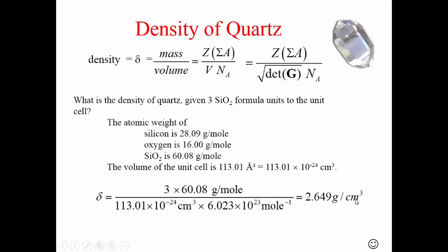2.649 grams per centimeter cubed, and if you didn't have the crystallographic data and you just made a straight measurement, the macro density is 2.660 grams per centimeter cubed. So you can see you get very, very close to the same amount whichever way you do it.